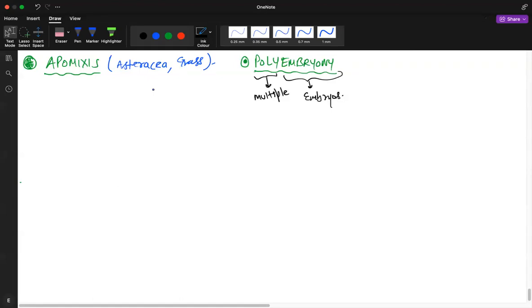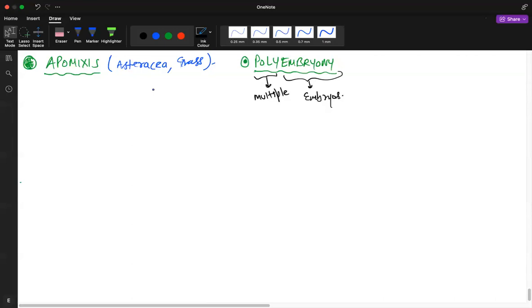Okay. This mechanism is called apomixis. Now, if there is no fertilization, it cannot be sexual reproduction, right? So apomixis is basically a type of asexual reproduction because these seeds can germinate into a new plant. So they are viable seeds.